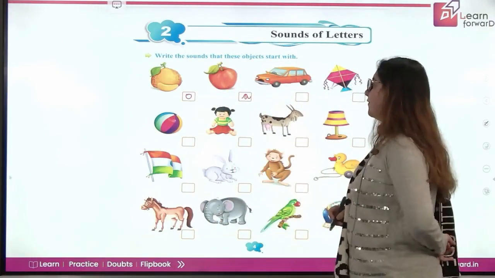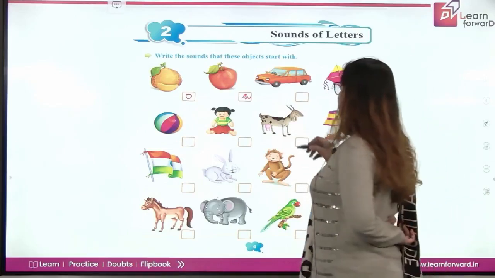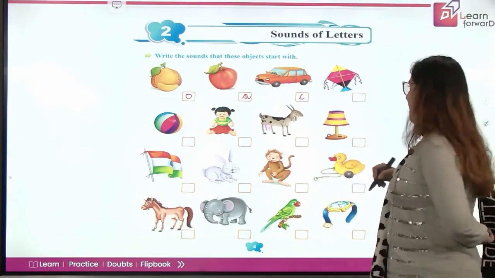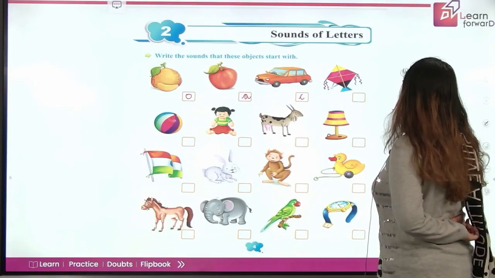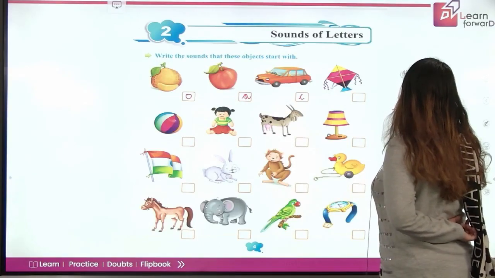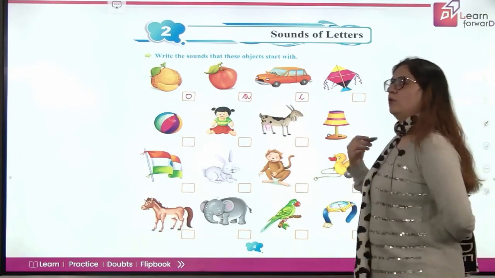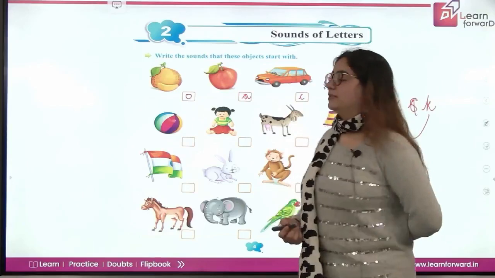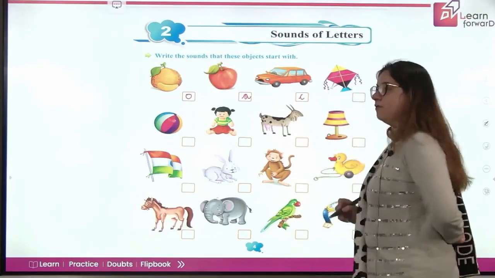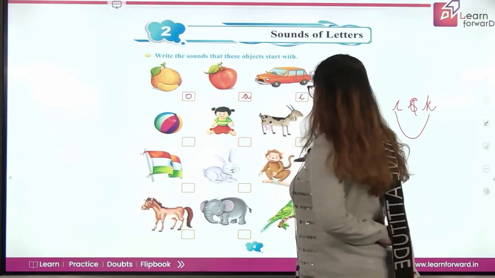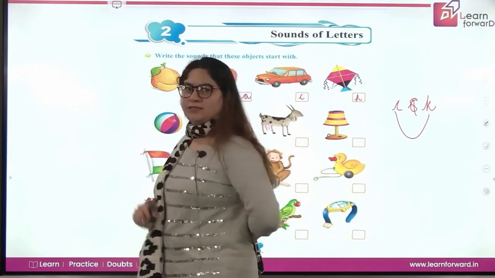Next we have car. Car means k. K ki sound C. And if you know C and K are best friends. ये दोनों best friends हैं. Okay? क्योंकि इन दोनों की sound ही किससे start होती है? K. Here we have a kite. तो kite किससे spell होता है? K. Then we have B से ball.